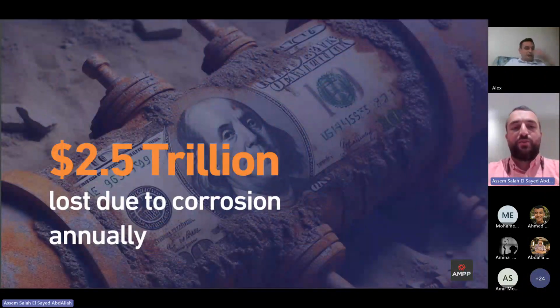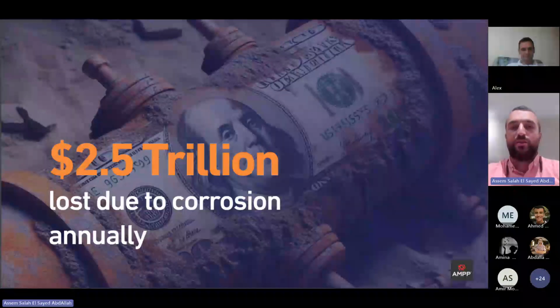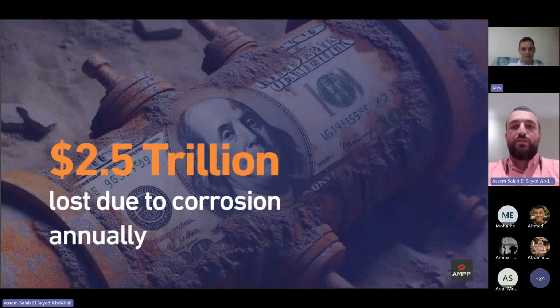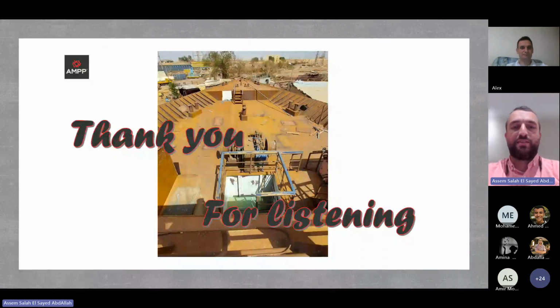Okay, and now we come to the end, unfortunately. Here I want to raise this point: why is protective painting so important? Because as per the NACE and AMPP organizations, the loss due to corrosion annually is equal to $2.5 trillion every year. So corrosion protection is a very important process. And I think that's it.